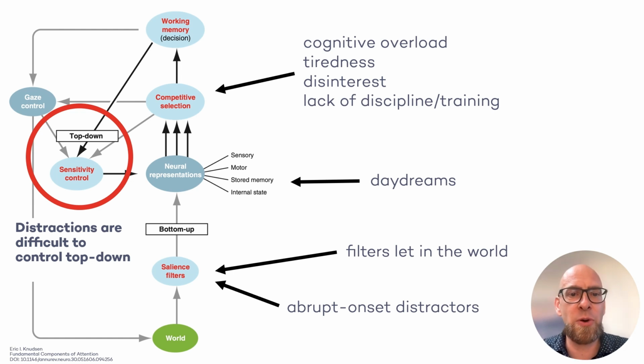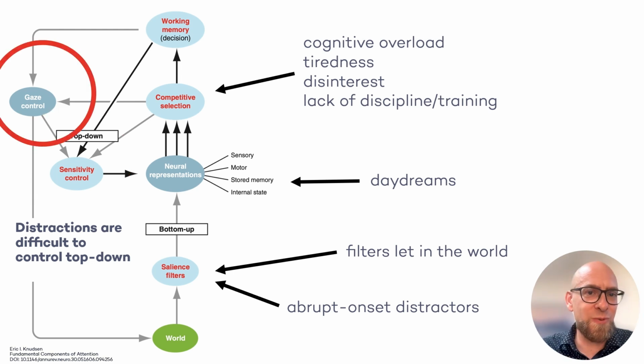It's important to know that distractions are difficult to control top-down. I cannot make a conscious decision not to get distracted. This is important. Rather, I need to understand the process of how we get distracted and then modify my environment and my habits in order to achieve this goal of limiting distractibility.